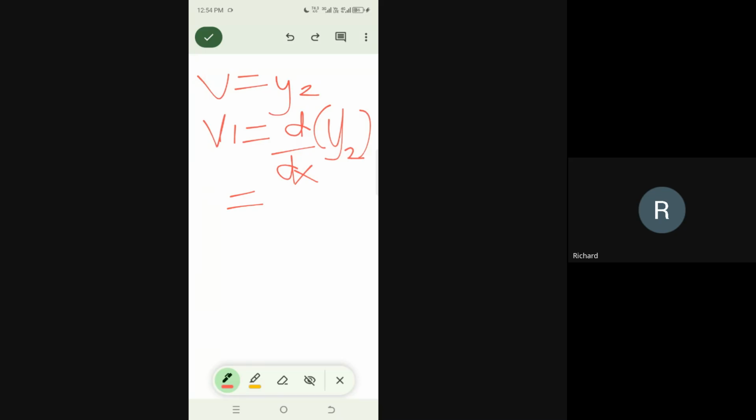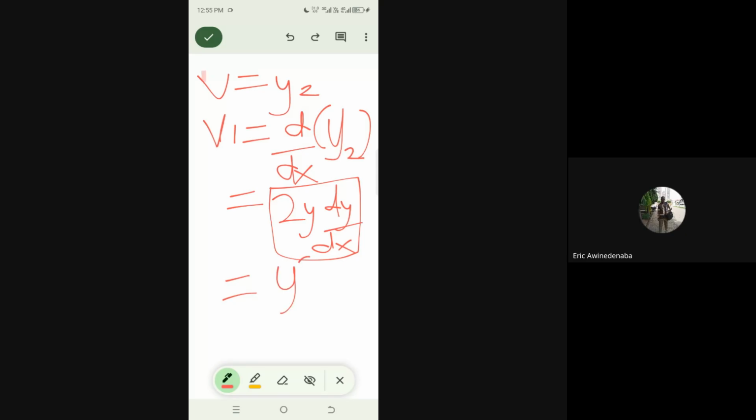So you are trying to imply that it should be 2y dy/dx. Is that what you are trying to say? Yes, madam. This is not correct. The function is not y squared. You get this in y2 divided by dx.